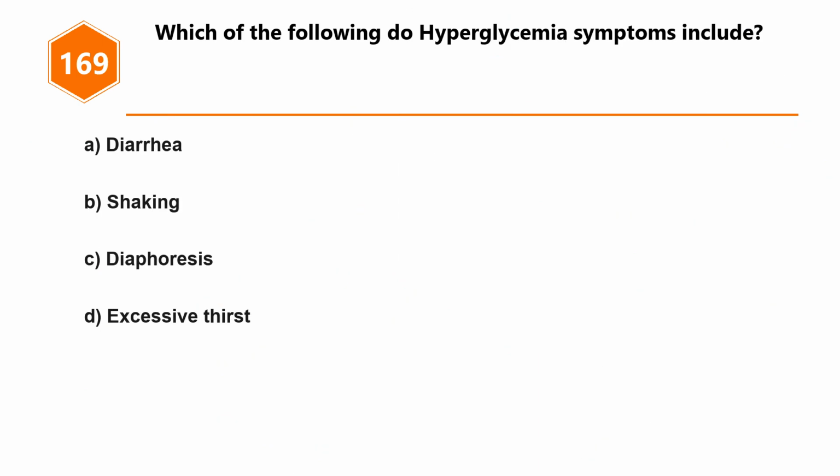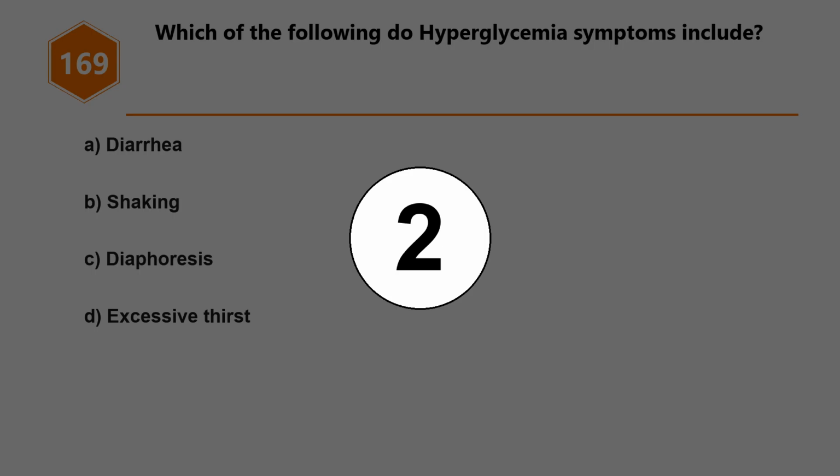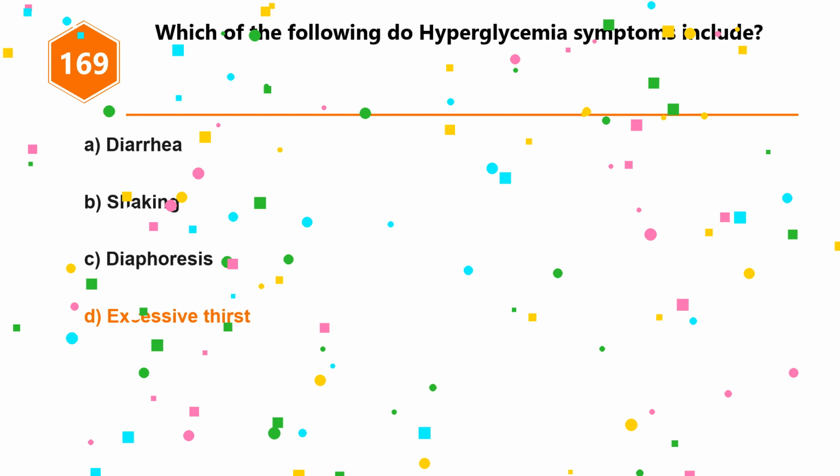Question 169. Which of the following do hyperglycemia symptoms include? Option A, diarrhea. Option B, shaking. Option C, diaphoresis. Option D, excessive thirst. The correct answer is option D, excessive thirst.